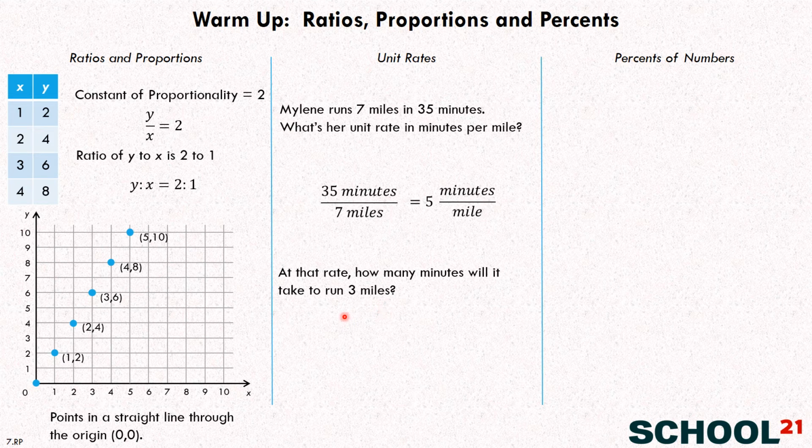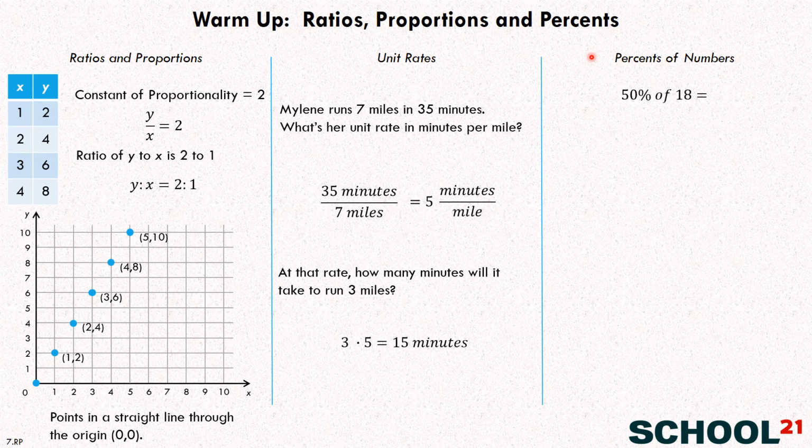What would you do to find the number of minutes it will take her to run 3 miles? 5 times 3, which is 15. Good. So 3 times 5, or 5 times 3, equals 15 minutes. So to go 3 miles, it will take her 15 minutes. Make sense? Yeah. Okay.